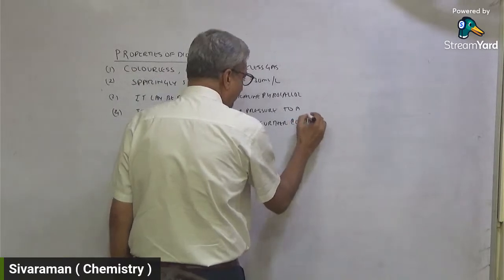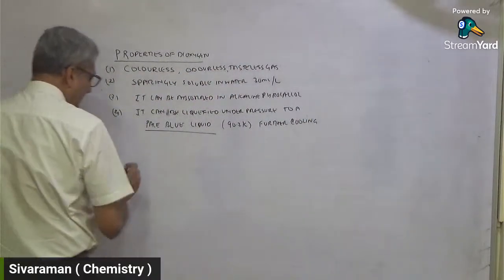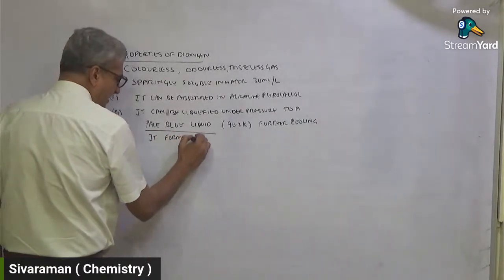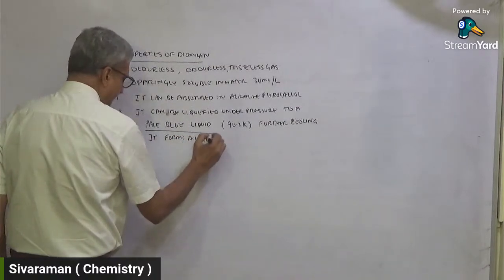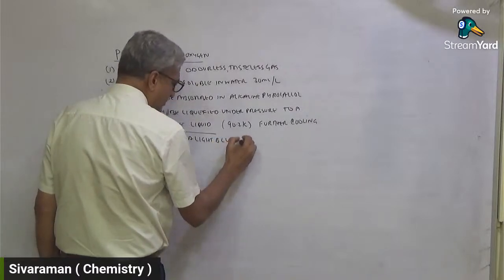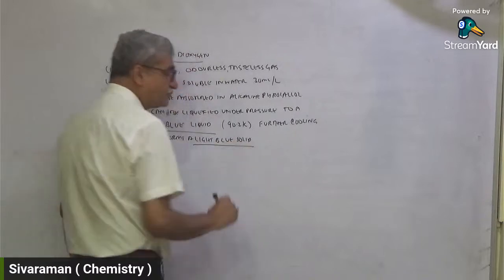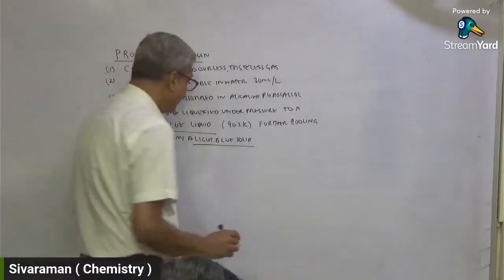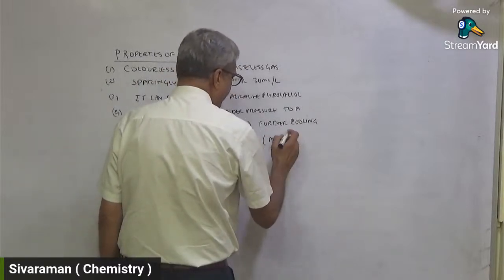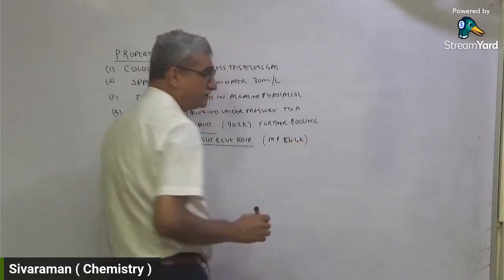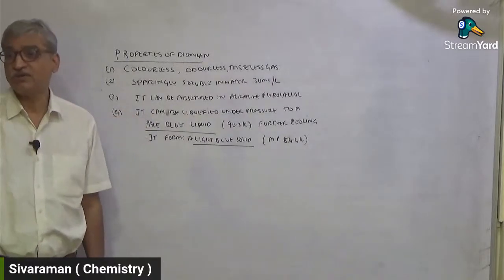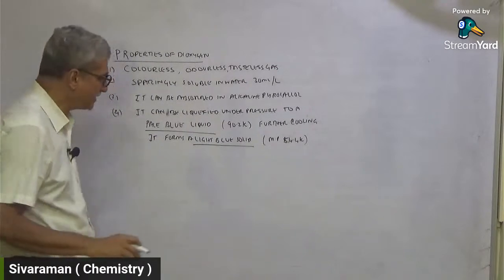And on further cooling, what is going to happen? It is going to solidify, forming a light blue solid. So this is important because you cannot imagine the color of solid oxygen. The melting point is 54.4 Kelvin. Students know that oxygen is a colorless gas, so they cannot imagine that the solid will be light blue in color. So that could be tricky. So you better know that.